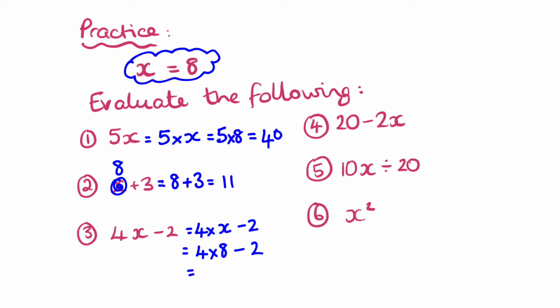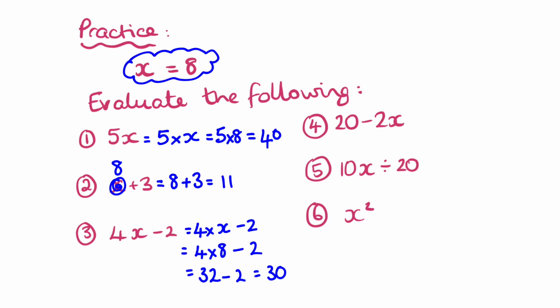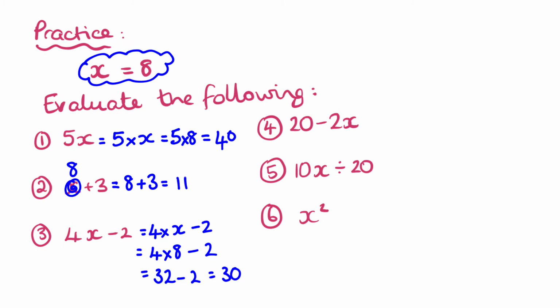So what's 4 times 8? Go up your 4 times table or your 8 times table, and you'll find that's 32. Take away 2. Oops, that was not a good 0. And that leaves us with 30. Okay, the other ones. 20 minus 2x, that means 20, take away 2 lots of 8.